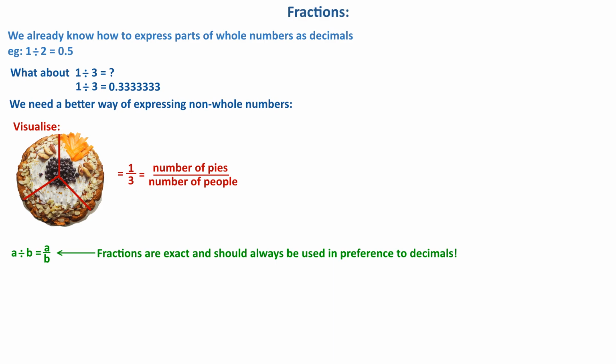Just a bit of terminology here. Whenever we have a fraction, the number on the top is the numerator and the number on the bottom is the denominator. The way I remember this is by thinking D for down, D for denominator, D is the bottom of the fraction. So in this case, a would be the numerator and b would be the denominator. Okay, hopefully that all made sense. Now we can move on to looking at how we simplify fractions.